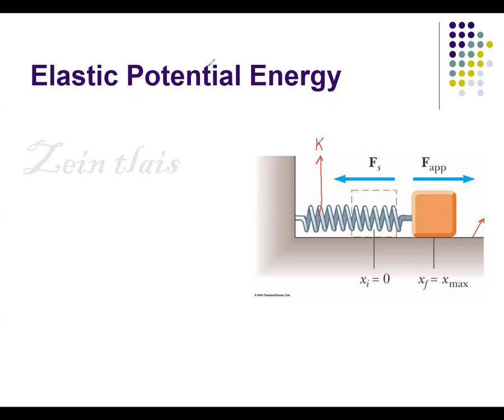Initially, let's say here, this one is position 1, and position 2. I want to study the motion between position 1 and position 2. And here we have the equilibrium position where x equals 0. Initially, the object was at this position.